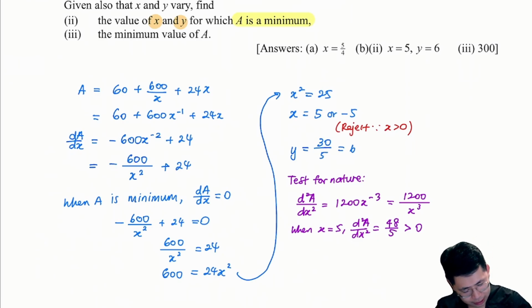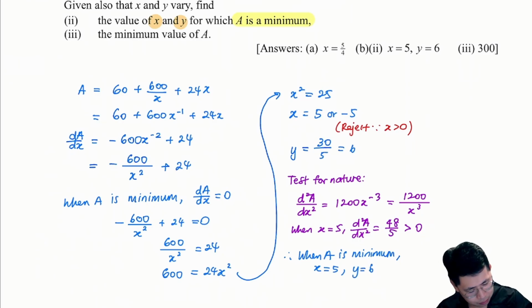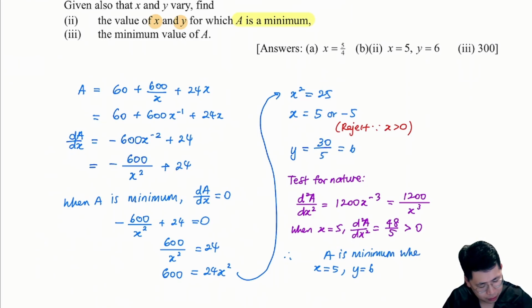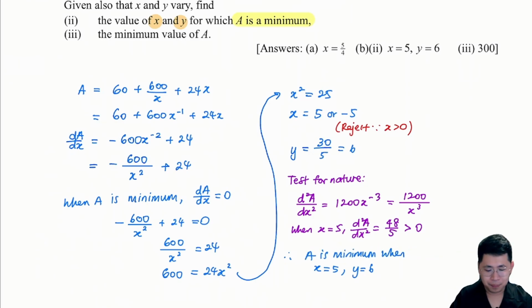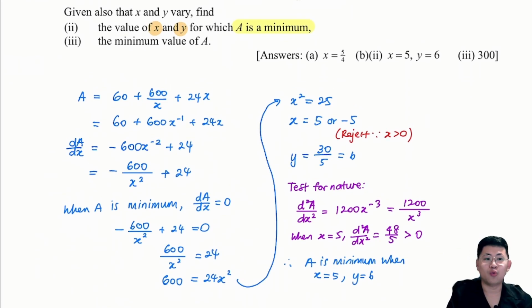So the conclusion is, when a is minimum, x equals to 5, y equals to 6. Because this tells us that a is minimum. Or maybe a is minimum when x equals to 5 and y equals to 6. So maybe this is a better way of phrasing. Okay, like that. So this is part 2.